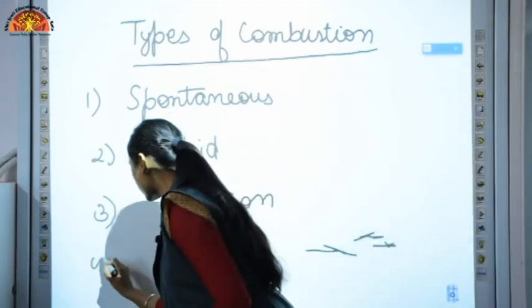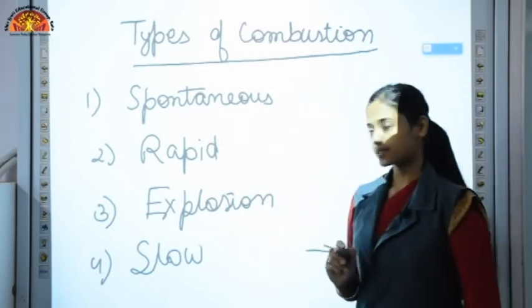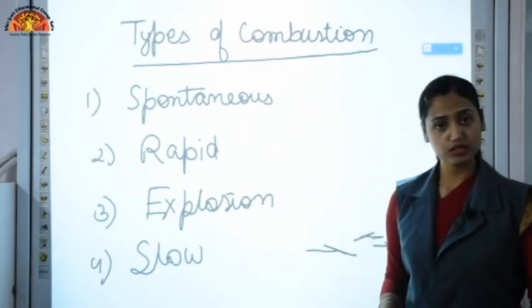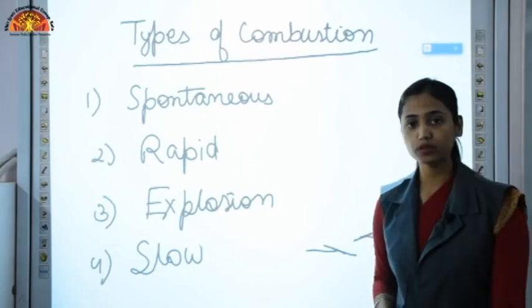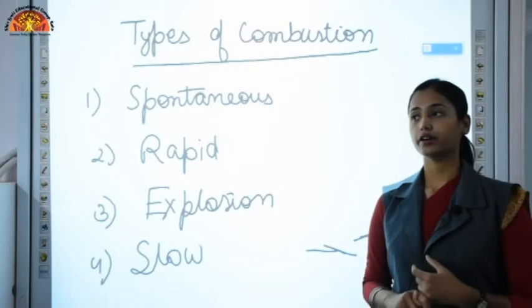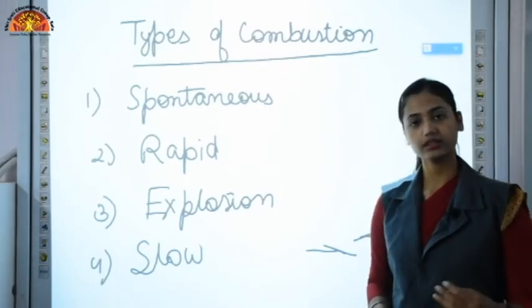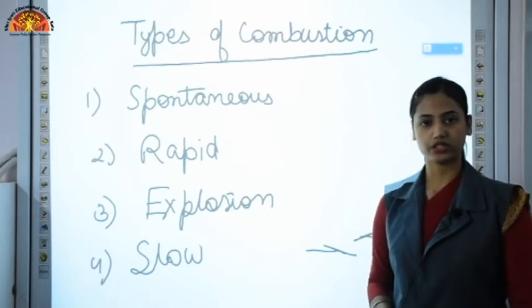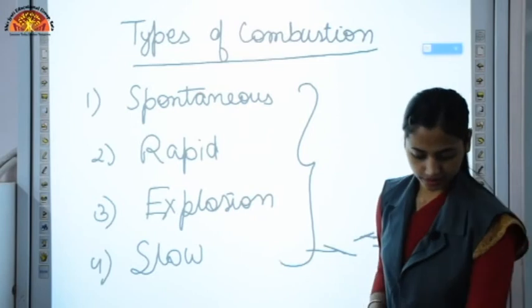And fourth type of combustion is slow combustion. As the name suggests, it happens very slowly. We cannot see the flame, we cannot see the light, but it happens. Example is rusting or respiration. These all are slow combustion, and a very small amount of energy is also released. So these are 4 types of combustion.